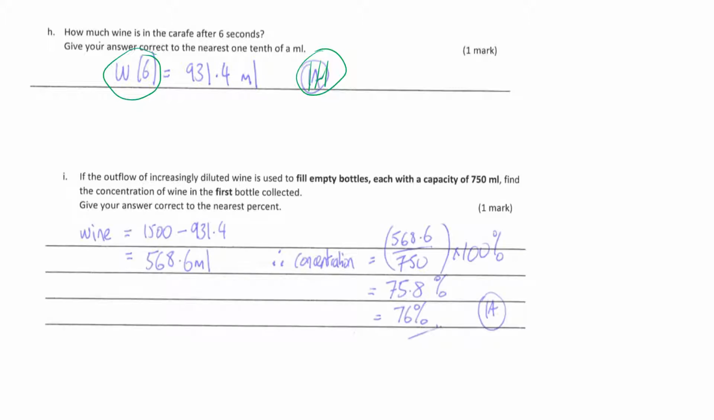Okay. All right, so this is where people sort of fell off the cliff a little bit. You have to think a little bit about what you're doing. If the outflow of increasingly diluted wine is used to fill empty bottles, each with a capacity of 750 ml, find the concentration of wine in the first bottle collected. Okay, now here it is. So we know that every second that passes, 125 mils is being drained, and after 6 seconds, a total of 750 mils is drained.